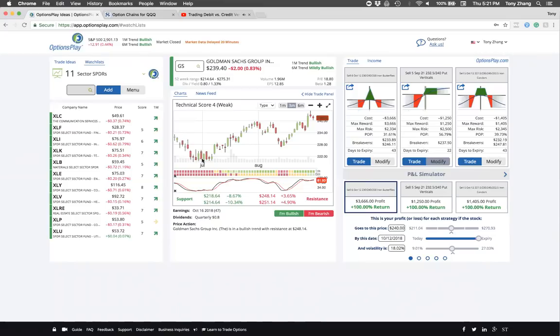Any other questions regarding any of the stuff that we discussed here today about a call and debit and credit spreads?